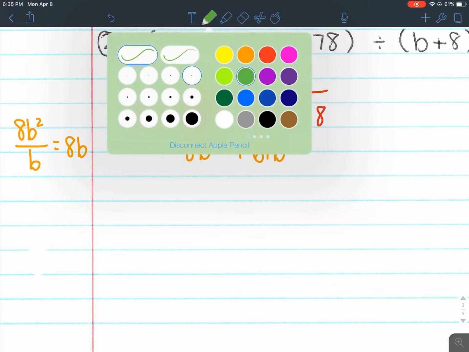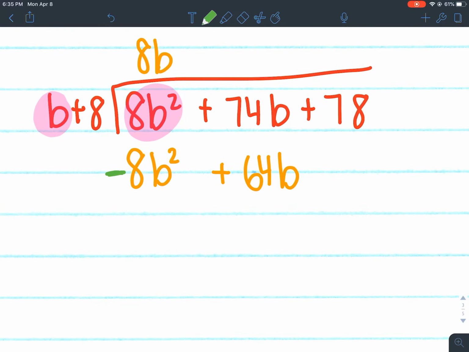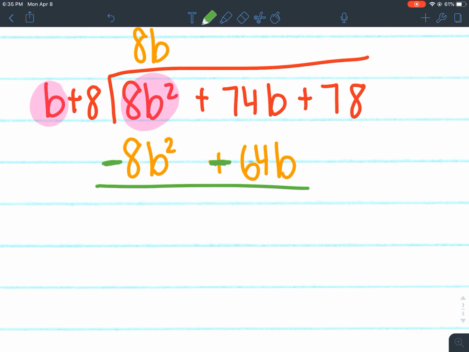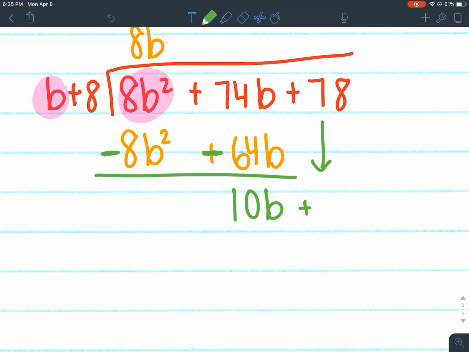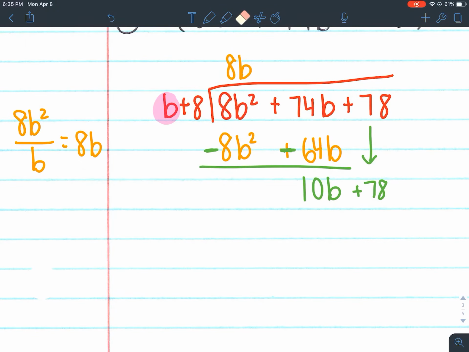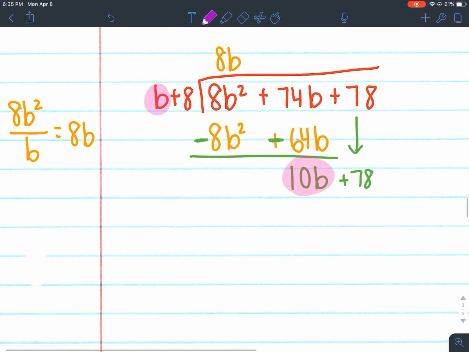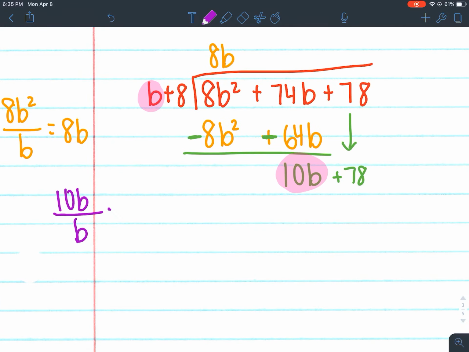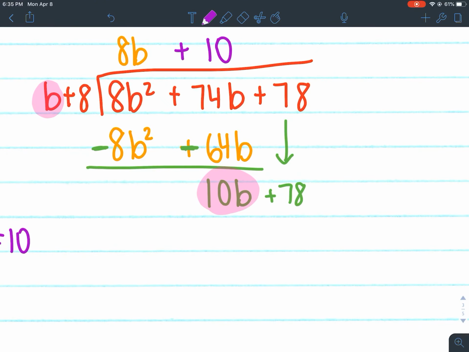Okay? If you feel pretty confident, go ahead and try this one on your own and see if you got it correct. Okay? You're going to subtract, so you're going to change your signs. So you have 0 there, and you have 74 minus 64, which is 10b. You're going to bring down the next term, 78. Ask yourself again, how many times does b go into 10b, right? This is over and over again. You're going to keep asking yourself, how many times does this go into this? 10b divided by b is going to give me 10. So I have a positive 10 up here.